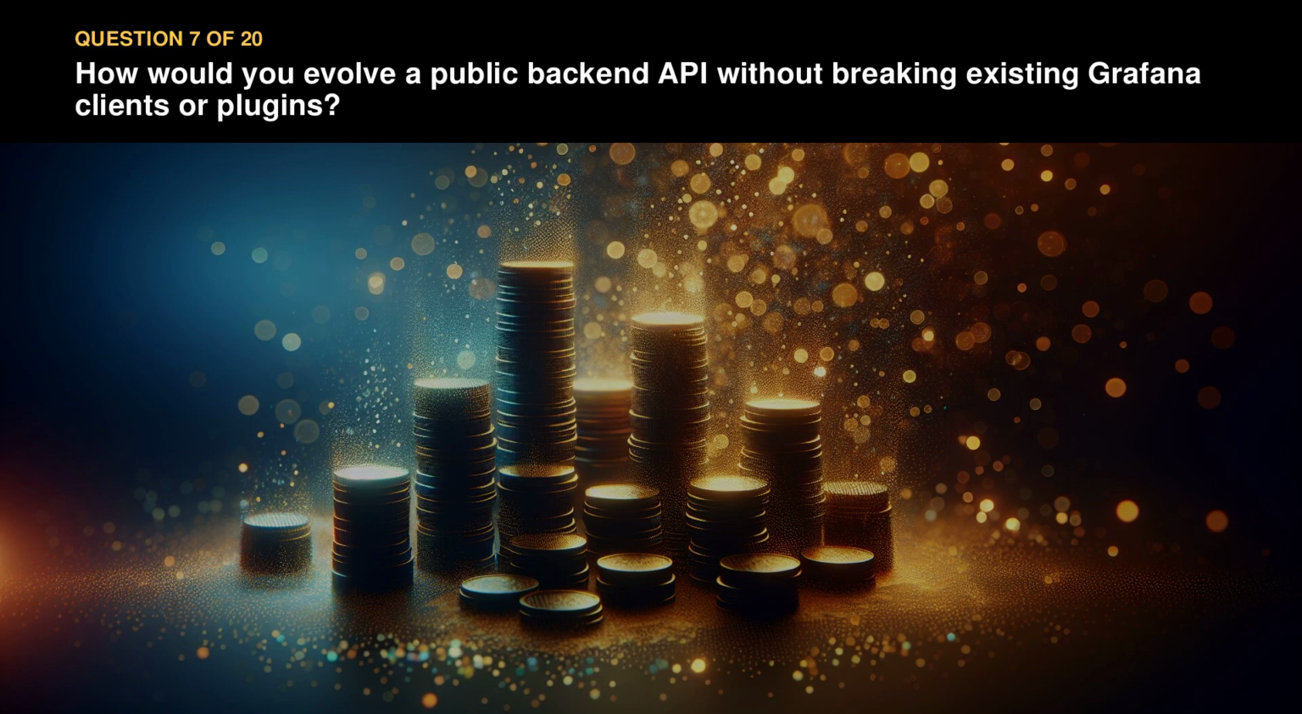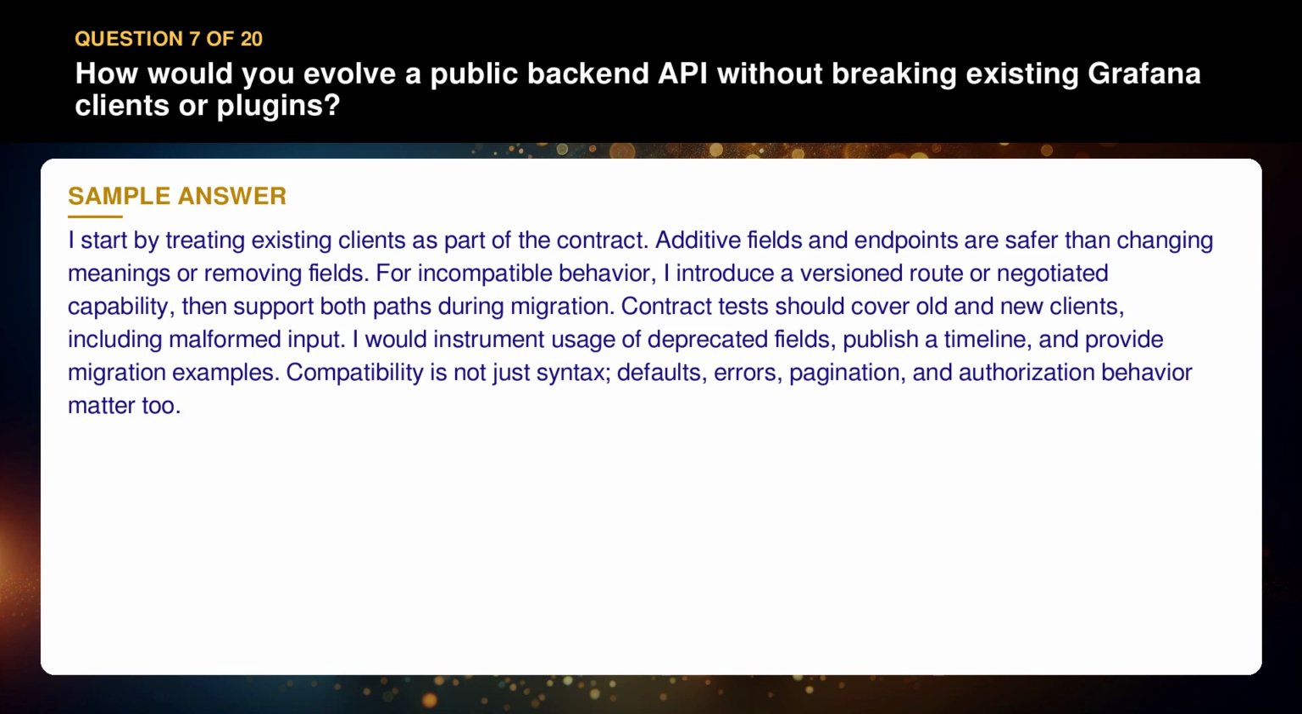Question 7. How would you evolve a public backend API without breaking existing Grafana clients or plugins? I start by treating existing clients as part of the contract. Additive fields and endpoints are safer than changing meanings or removing fields. For incompatible behavior, I introduce a versioned root or negotiated capability, then support both paths during migration. Contract tests should cover old and new clients, including malformed input.